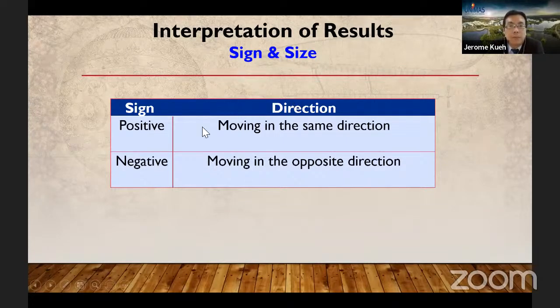So the sign is very important because it's either a positive or negative sign. When talking about the positive sign, it means that the variables are moving in the same direction. And talking about the negative sign, it means that the variables are moving in the opposite direction.